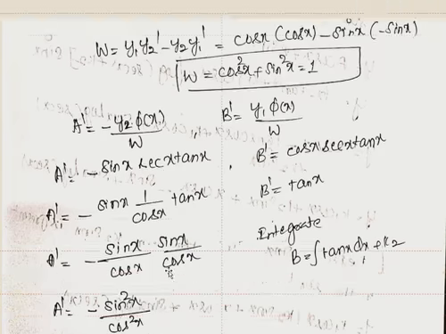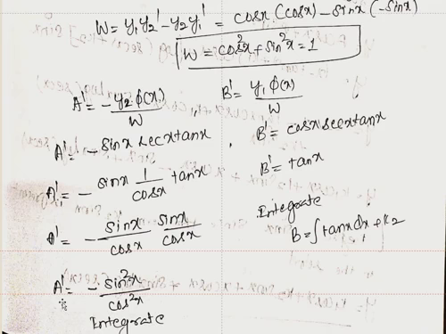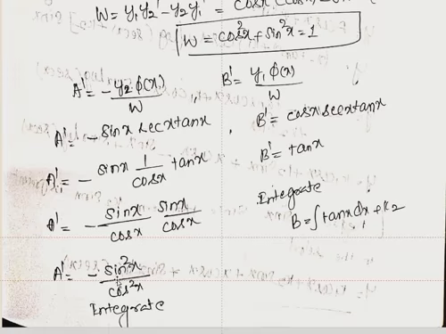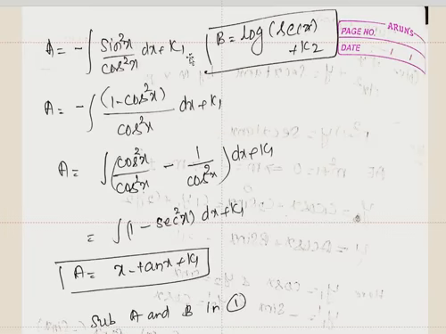Next, integrate on both sides. The integration of A dash is A, that is equal to minus the integration of the RHS also. Therefore, minus the integration of sin square x divided by cos square x into dx plus the integration constant k1. Here sin square x can be written using the relation sin square x plus cos square x is equal to 1. Therefore, sin square x is 1 minus cos square x, so A is equal to minus the integration of 1 minus cos square x divided by cos square x into dx plus k1.